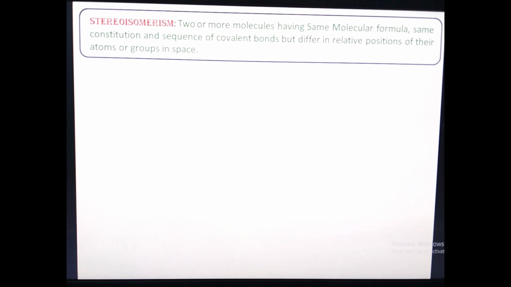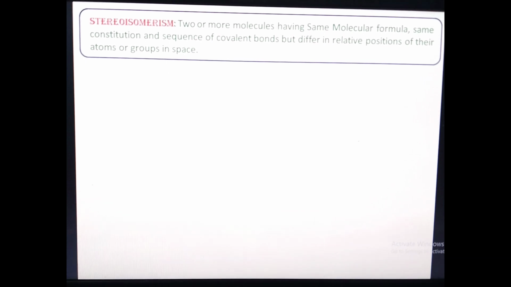Why is there a change even though the structure is the same? The position of the groups in space is different. Okay, meaning the arrangement of atoms or groups in space is different. Because of that these are called stereoisomers or stereoisomerism. There are mainly two classifications, two main groups.